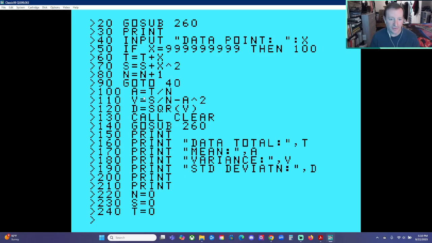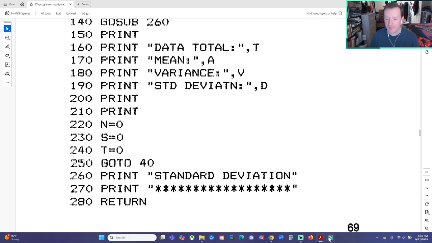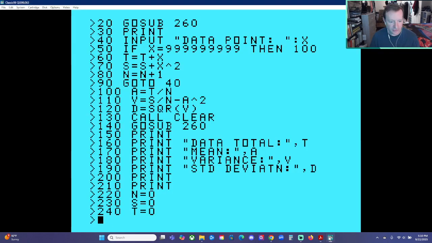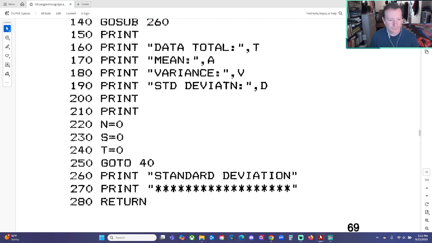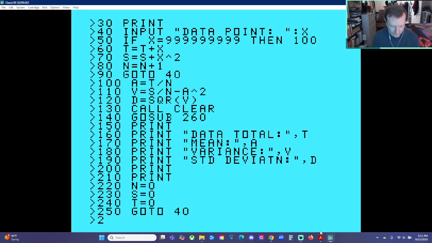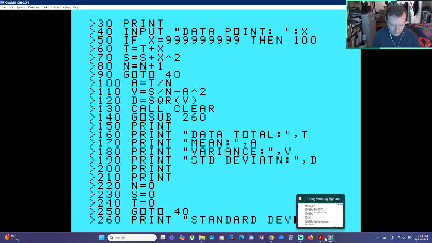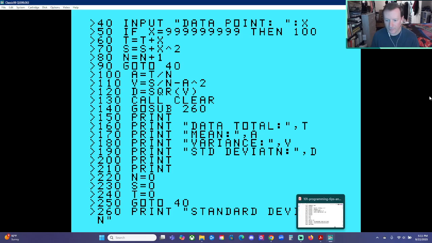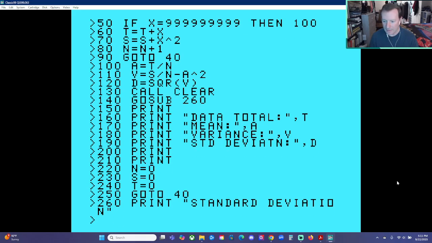And notice we don't need to clear out V and D because those get calculated based on the new values of these other variables we just entered. So we don't have to clear those. We could if we wanted to, but it doesn't really matter. 250, go to 240. 260, print standard deviation. Okay. And 270, print.